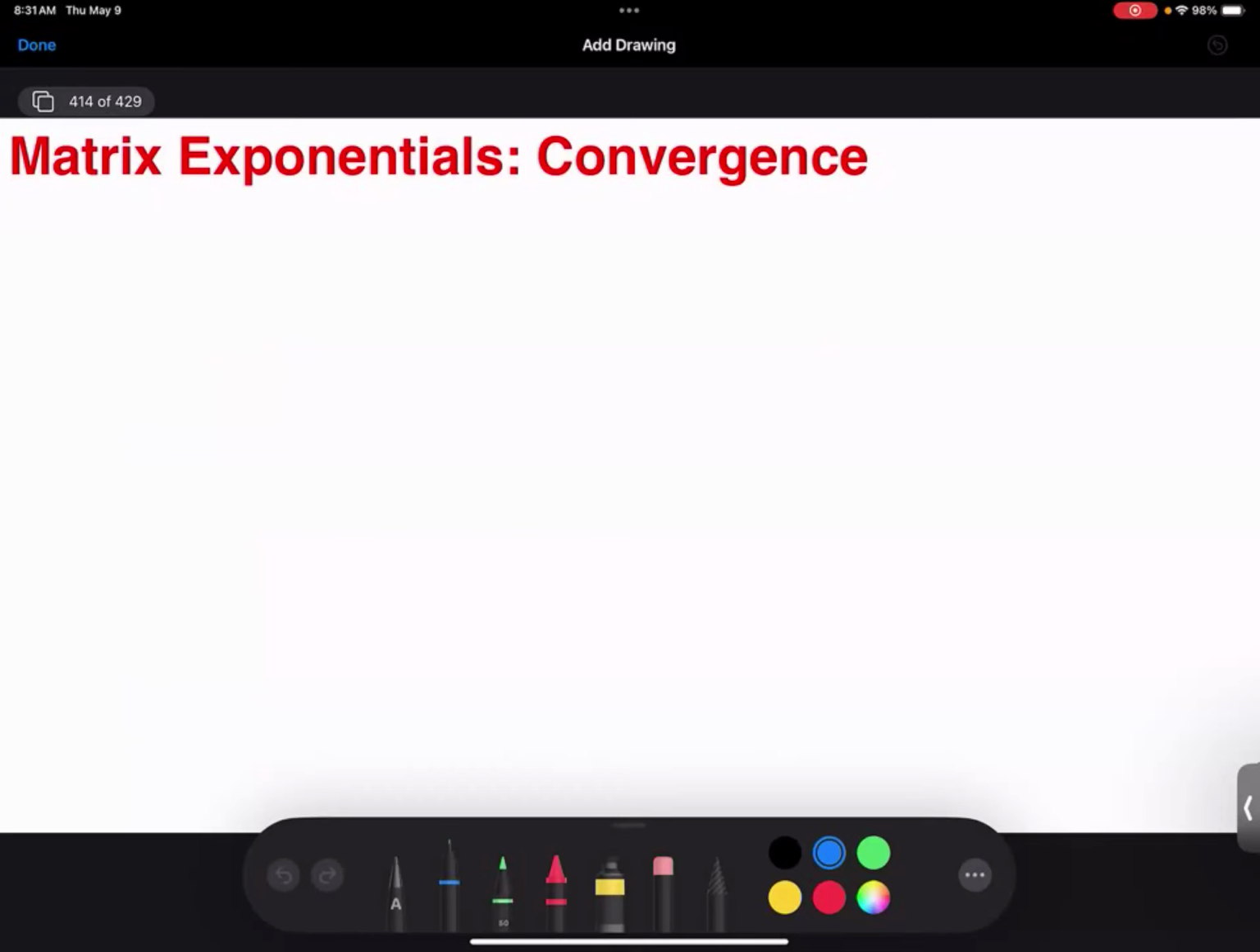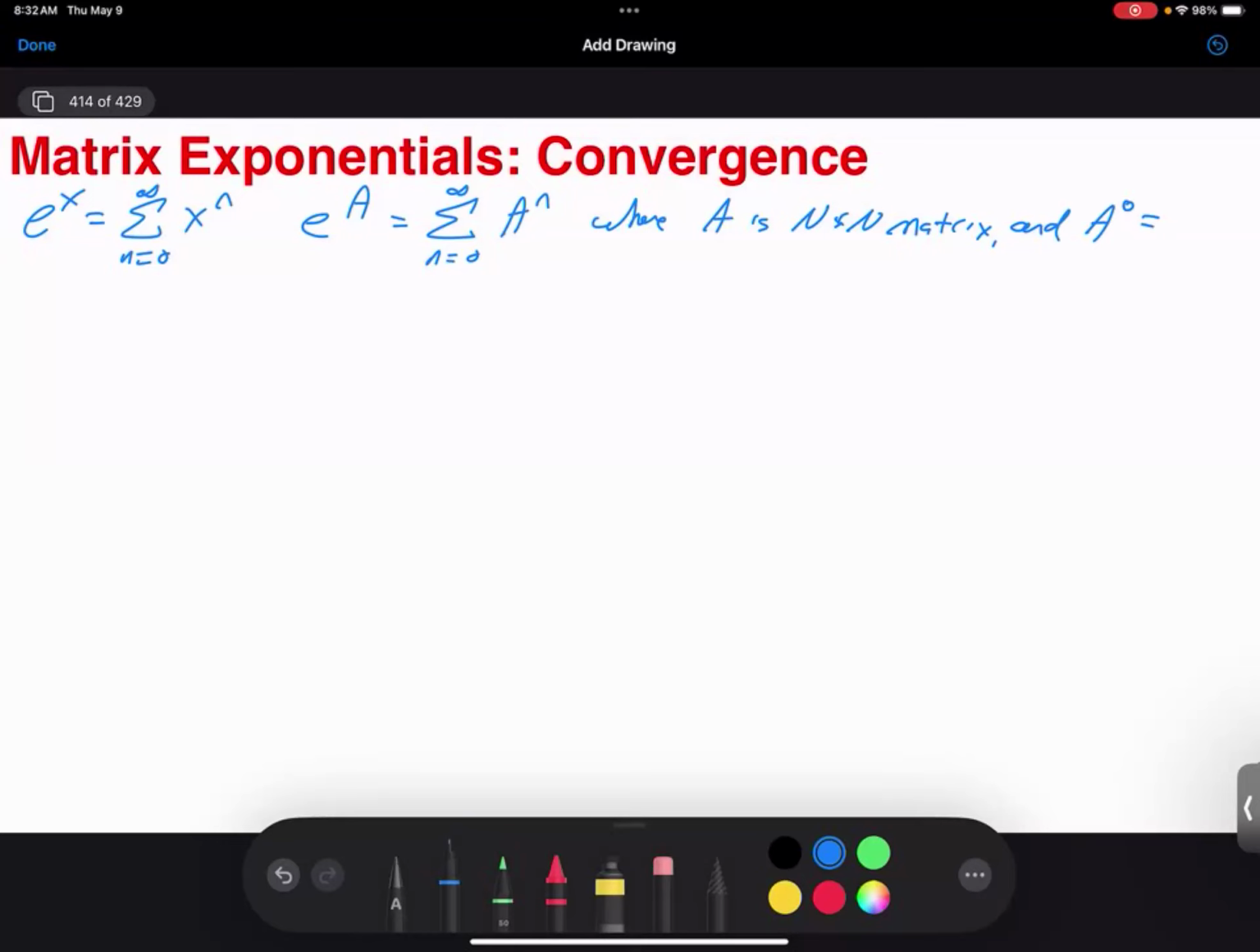So let's talk about the matrix exponential. We defined e to the x to be the sum n goes from 0 to infinity of x to the n over n factorial. And then e to the matrix A would be the sum n goes from 0 to infinity of A to the n over n factorial, where let's say A is a big N by big N matrix. So it's a square matrix. And what should A to the 0 be? What matrix should A to the 0 be? It should be the identity. Just like the exponential starts off 1 plus x plus x squared over 2 factorial, e to the A should start off identity plus.